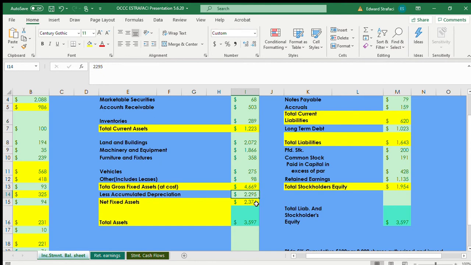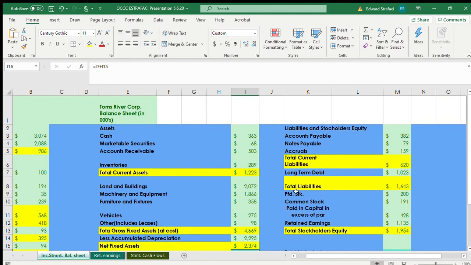When you net them out, you get a net fixed asset. So when you add these two numbers, 7 and 15, I'm going by this side panel, we're going to get 3597. And when we go to the liability side, you basically have the same thing.